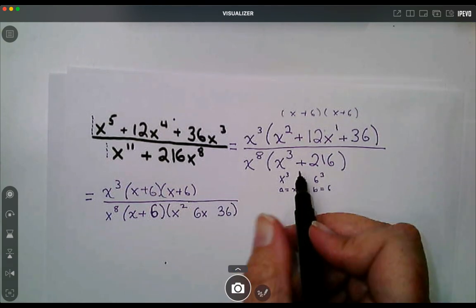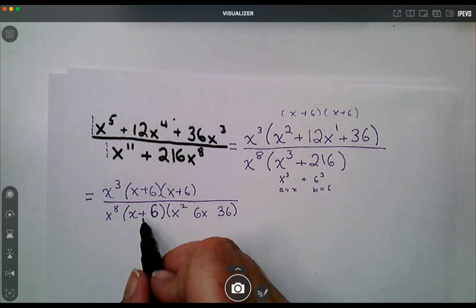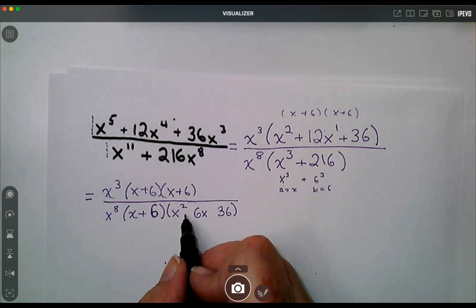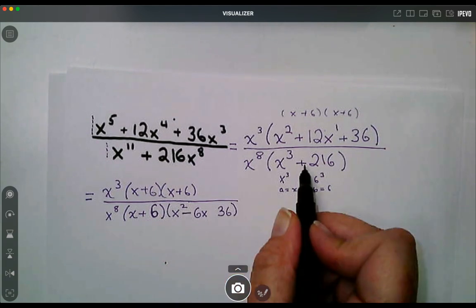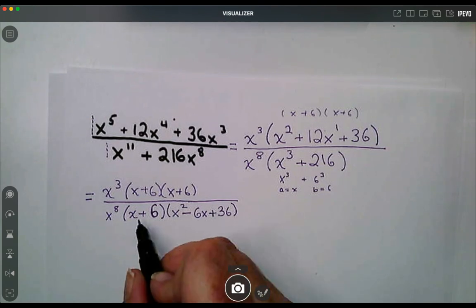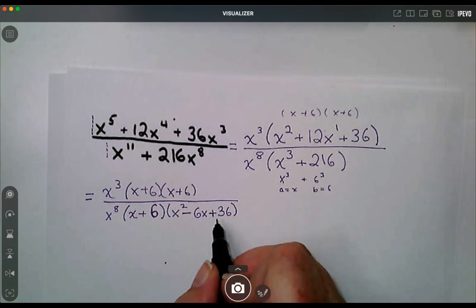To do our signs, we have to look at our starting sign. This is always the same as our starting sign. This sign is always opposite of our starting sign. And this one's always positive. Same, opposite, always positive.